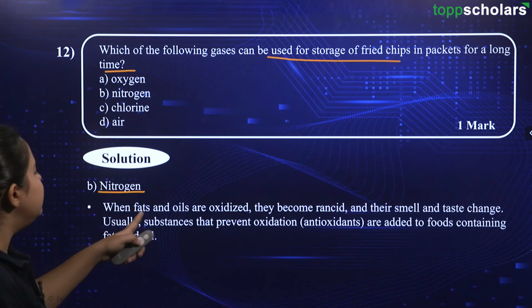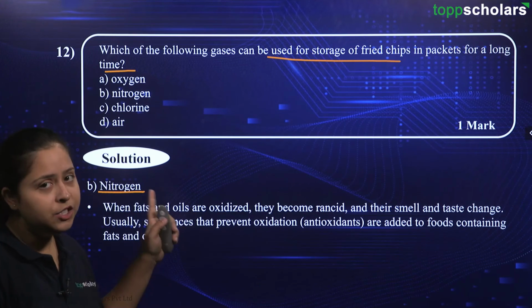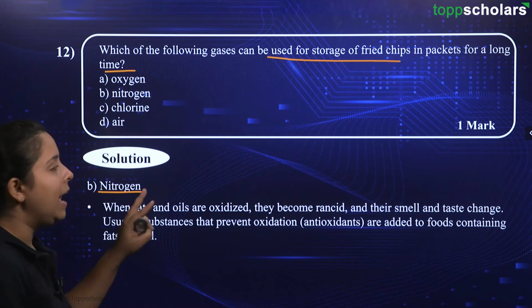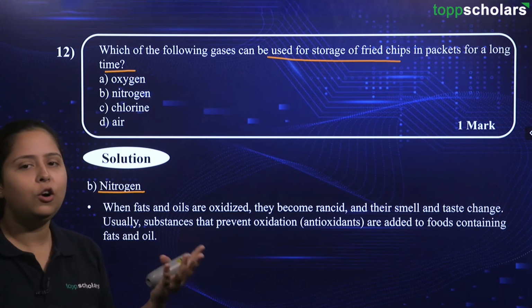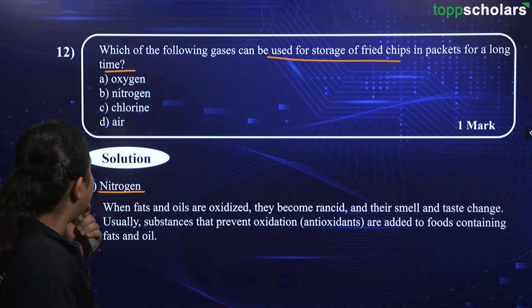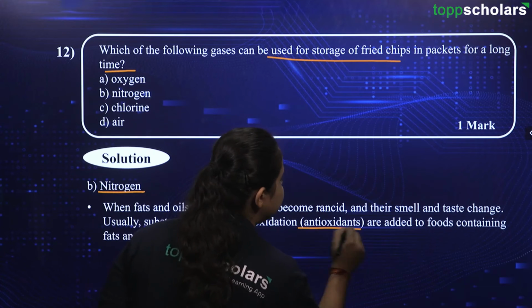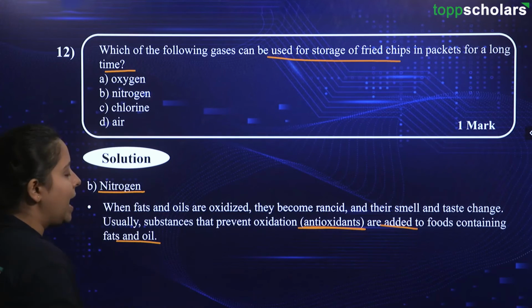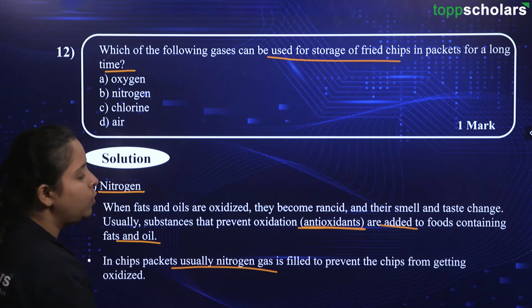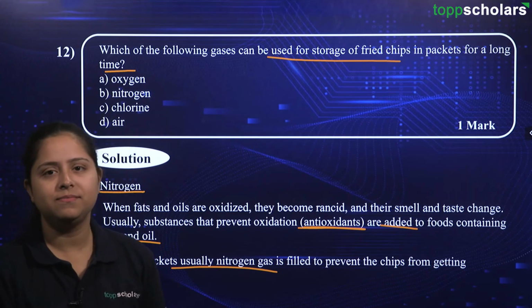And then when fats and oils are oxidized, they become rancid. These oils and fats are present in chips because they are oil fried, okay? And then their smell and taste changes. Appetite is the main concern in all those things. If their taste changes, why will the buyer buy them? Okay. Hence, to avoid these things, the substances that prevent oxidation, antioxidants, are added to foods containing fats and oils. In chips packets, usually nitrogen gas is filled to prevent the chips from getting oxidized, as we just discussed.